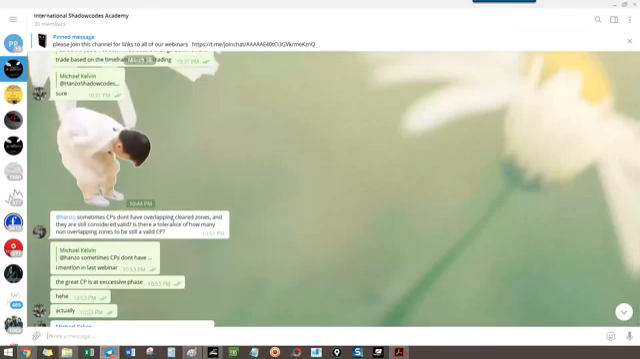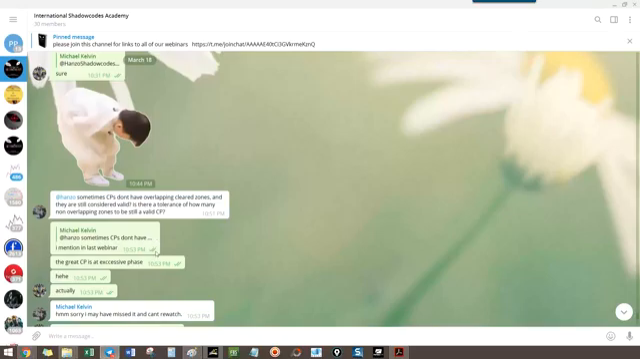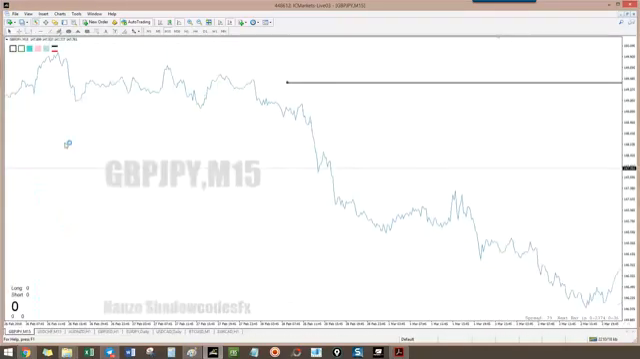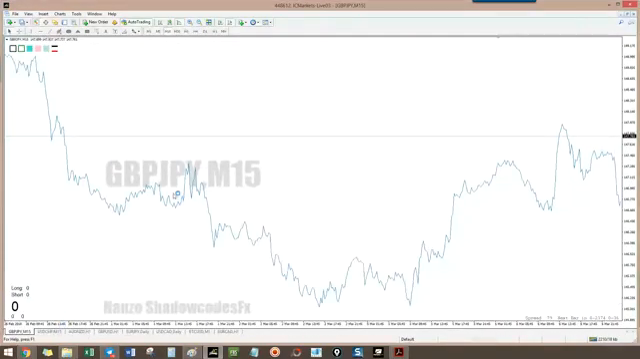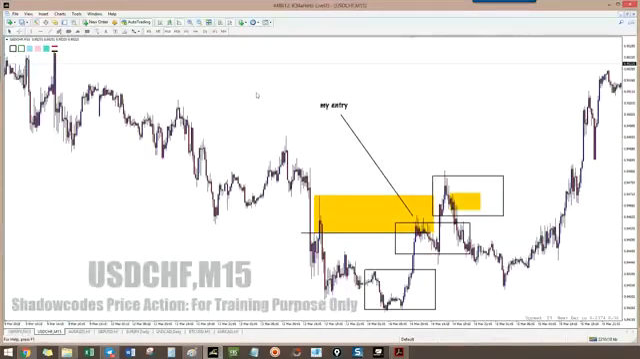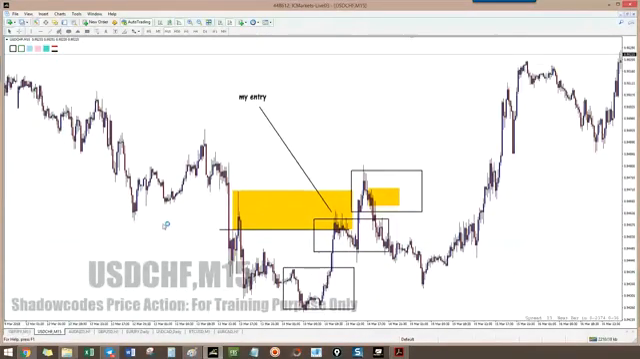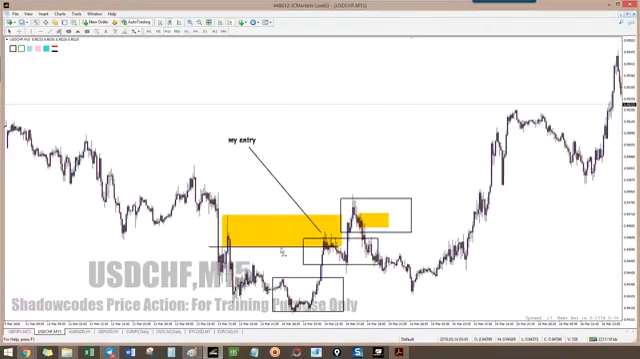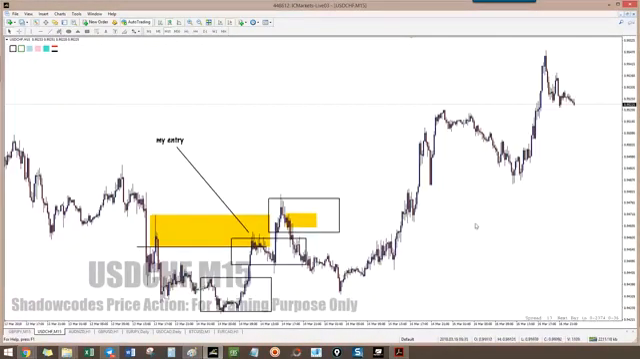Sometimes CP don't have overlapping clearing zones. They are still considered valid. Yes. Is there a tolerance for how many non-overlapping zones? Okay, let's open our chart. Okay, this is USD CHF. This is compression.